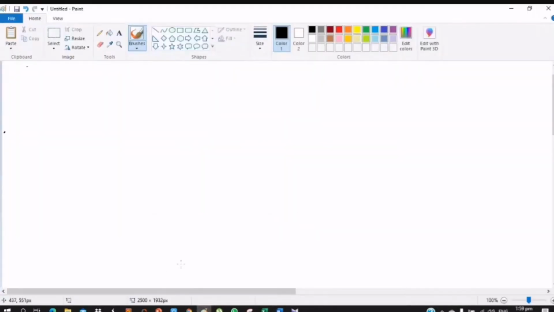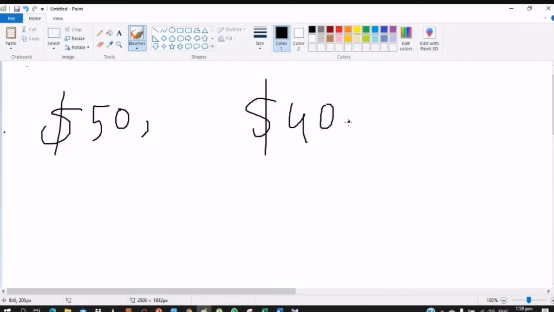Suppose tumi Dhaka theke bus kore Sylhet jabe. So the benefit of the trip to you, the value of seeing the sights in Sylhet, is $50. And the cost of the bus ticket is $40. Tumi ki ei trip ta nibe? Definitely yes. The total value of this trip is $10. So you decide to take the trip.